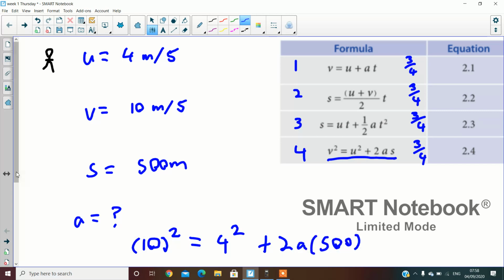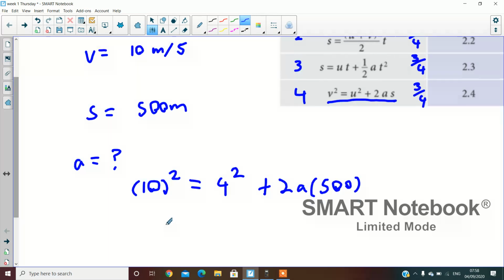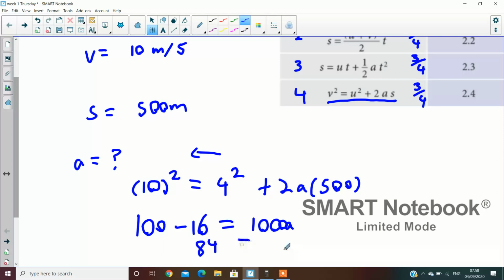So it's 10 squared, which is 100. Bring it over to 16, so it's minus 16 equals 2 times A times 500. So what's that going to be? That's 100A, isn't it? Oh, sorry, 1000A. And then 84 equals 1000A.